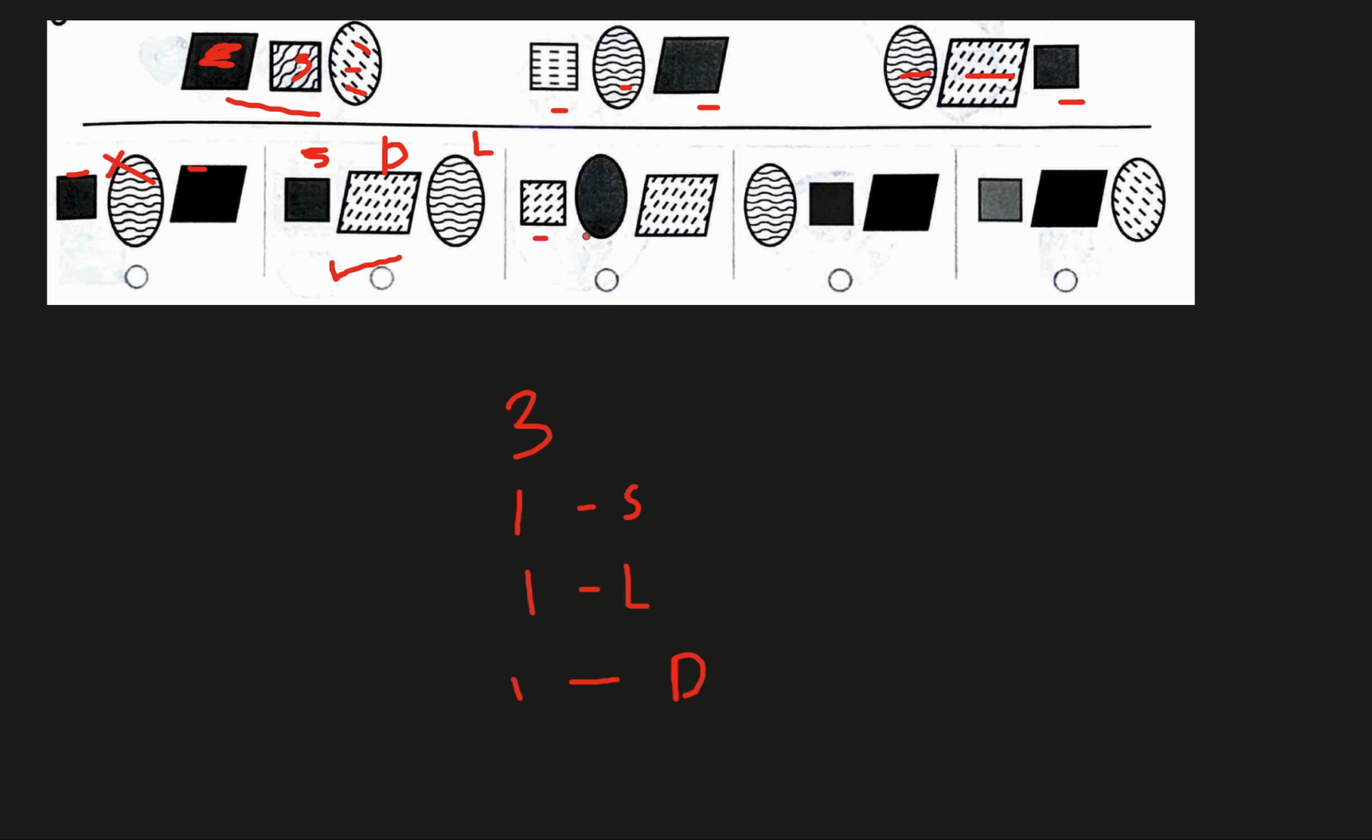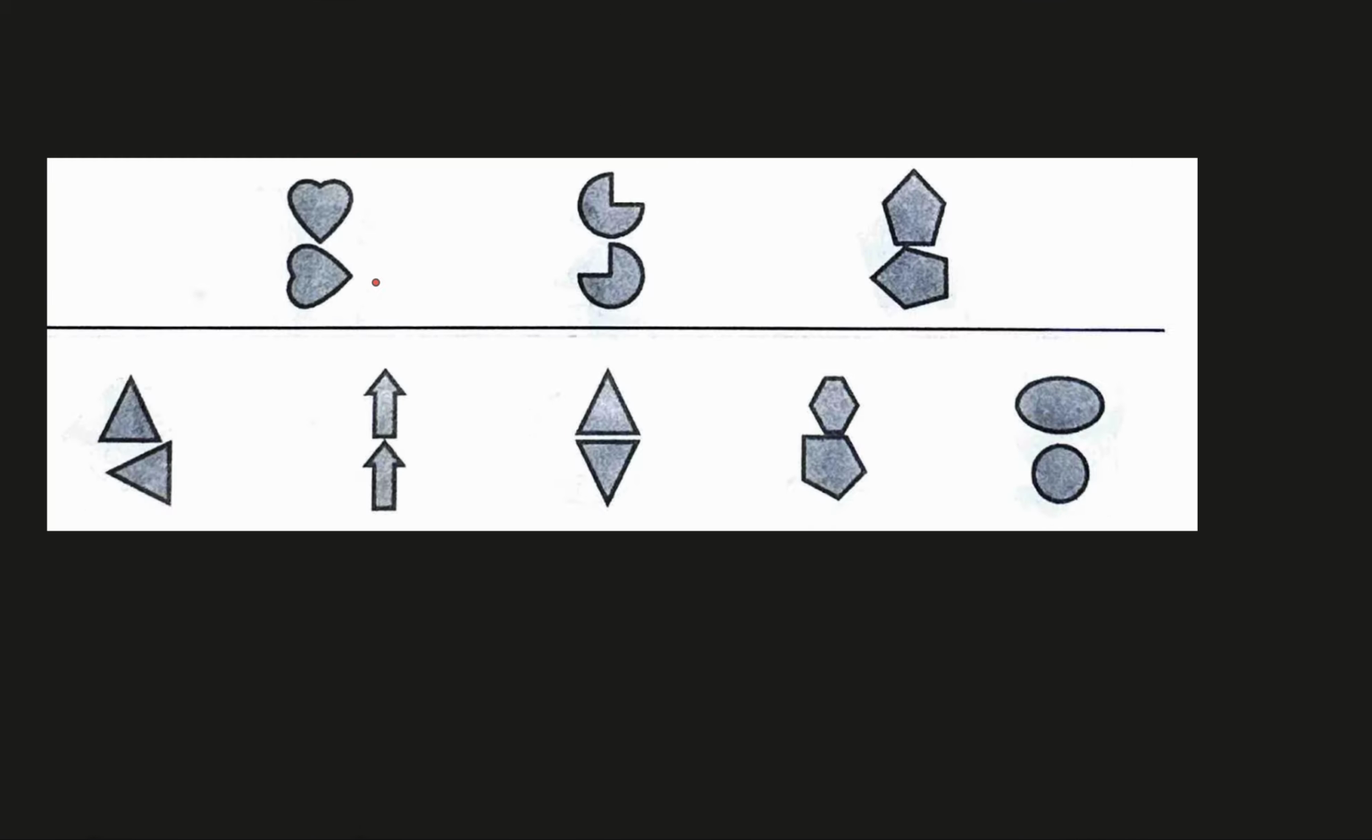Here there are two dash lines, so that's not an option. Two solids, not an option. Two solids, not an option. So my option is here, the second one, the correct option.